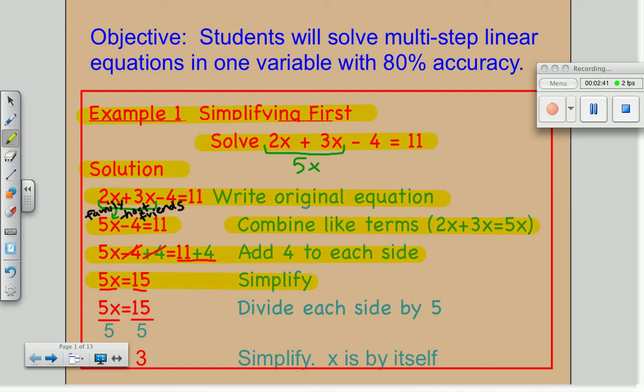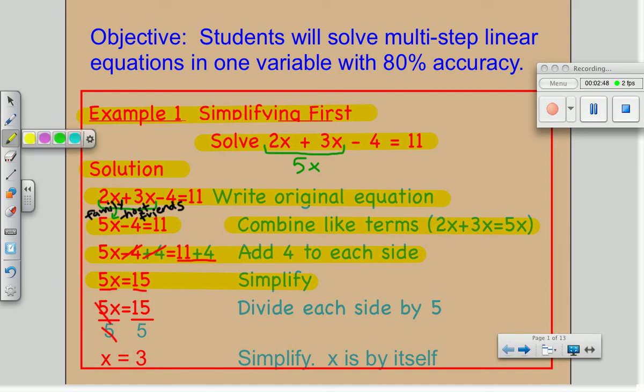5 divided by 5 is 1. So x is by itself. And 15 divided by 5 is 3. So x is 3. So now x is by itself. We get a total for x, it's 3. So that means 5 times 3, because x is 3, minus 4 is 11. Check it. 5 times 3 is 15. 15 minus 4 is 11. Yes, that's true. It checks.